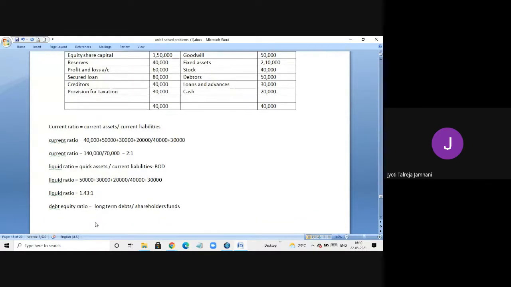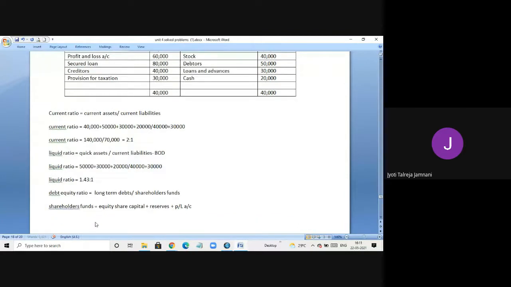What are shareholders funds? Shareholders fund is equal to equity share capital plus reserves and surplus plus profit or loss account if they have given. All these put together, we get the shareholders funds. Everything related to shareholders, that is reserves that go to shareholders, profit that goes to shareholders, and the capital. So the debt equity ratio is equal to long-term debt.